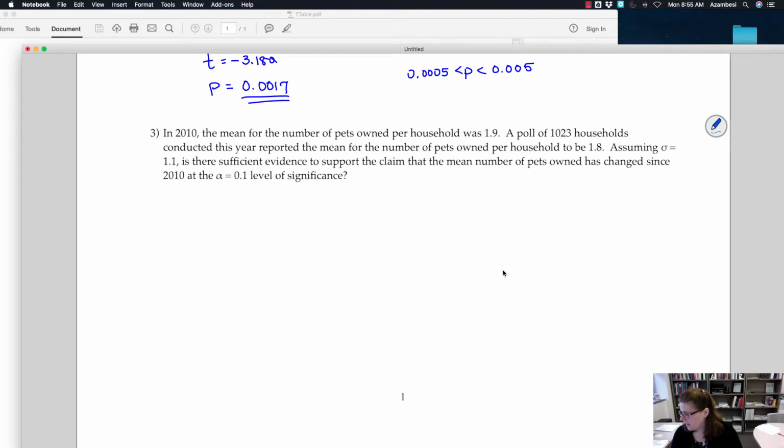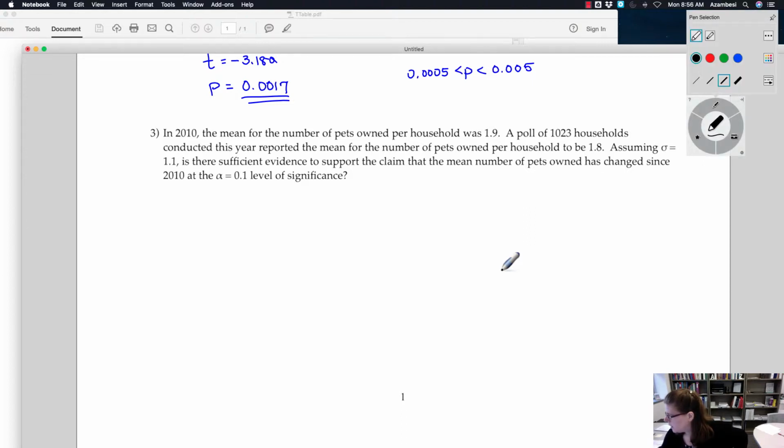All right, moving on. In 2010, the mean number of pets owned per household was 1.9. A poll of 1023 households conducted this year reported the mean number of pets to be 1.8. Assuming sigma is equal to 1.1, is there sufficient evidence to support the claim that the mean number of pets owned has changed since 2010 at alpha of 0.1?